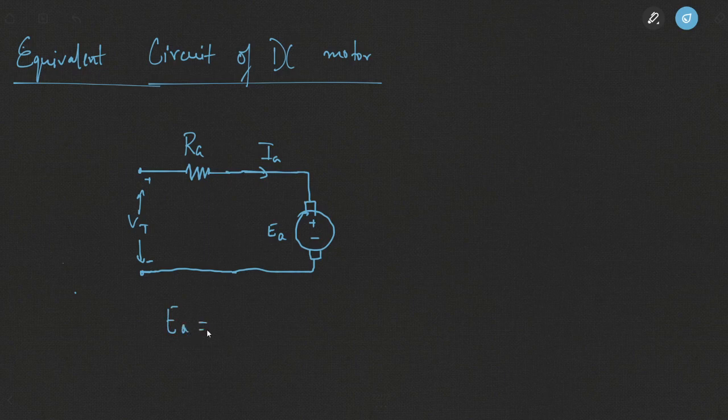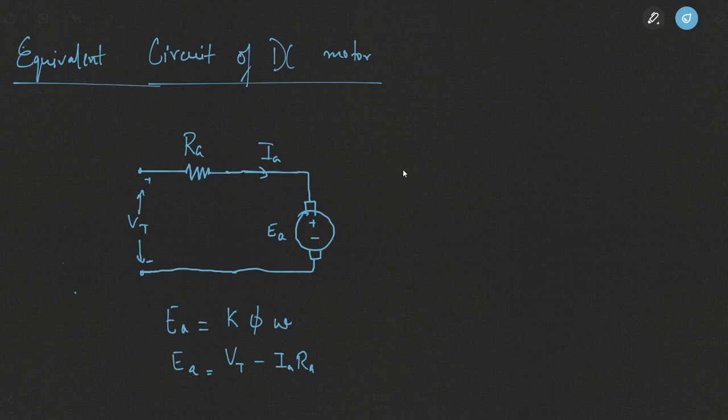is given to us by the equation K phi omega. So this voltage EA will be equal to VT minus IA RA. Fine. So since we are applying the terminal voltage, VT will be greater than EA, and across the armature resistance there will be a drop equivalent to IARA. So this equation is validated. This represents your armature circuit of the machine.